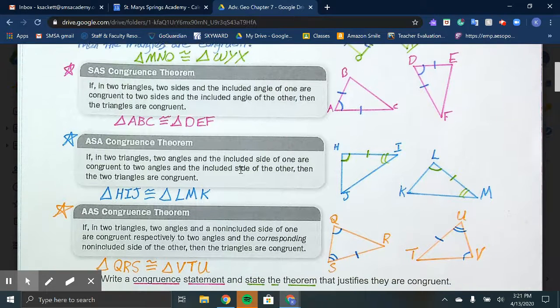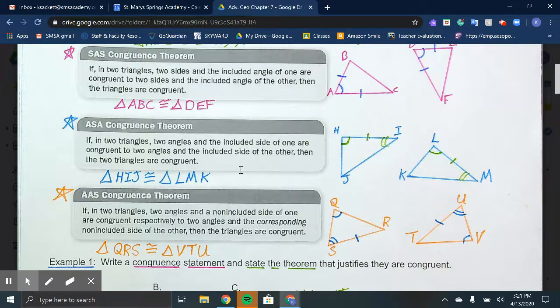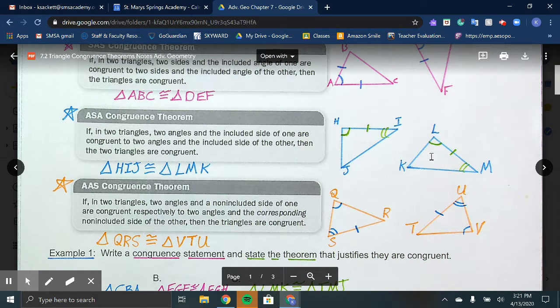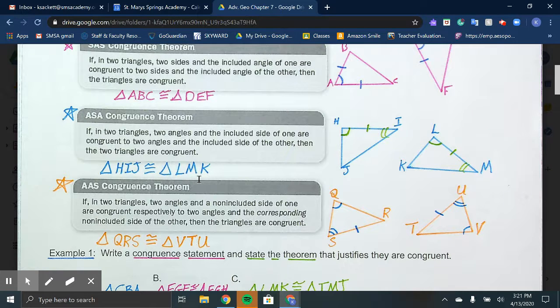Then we have angle-side-angle congruence theorem, which states if in 2 triangles, 2 angles and the included side of one are congruent to 2 angles and the included side of the other, then the triangles are congruent. So looking at the example to the right with the 2 triangles here, our congruence statement would be triangle HIJ is congruent to triangle LMK.